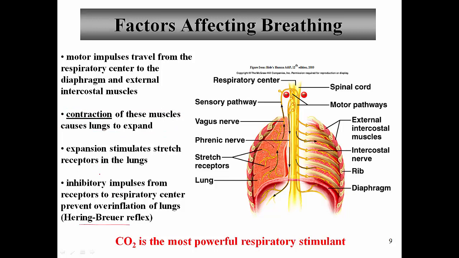This has to do with what we looked at before, and that is the apneustic center receiving inhibitory impulses from the sensory nerves inside the lungs. In other words, these sensory nerves are tied into the apneustic center. This is going to inhibit further inflation of the lungs so that the tissue of the lungs is not damaged. And once again, just as a reminder, CO2 is the most powerful respiratory stimulant in people with normal physiology.